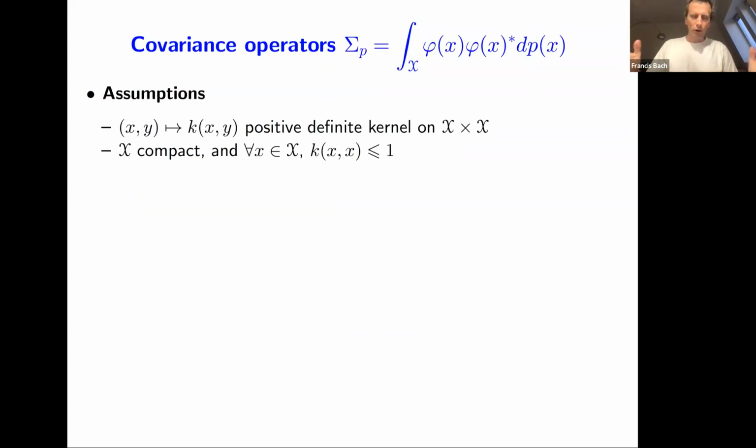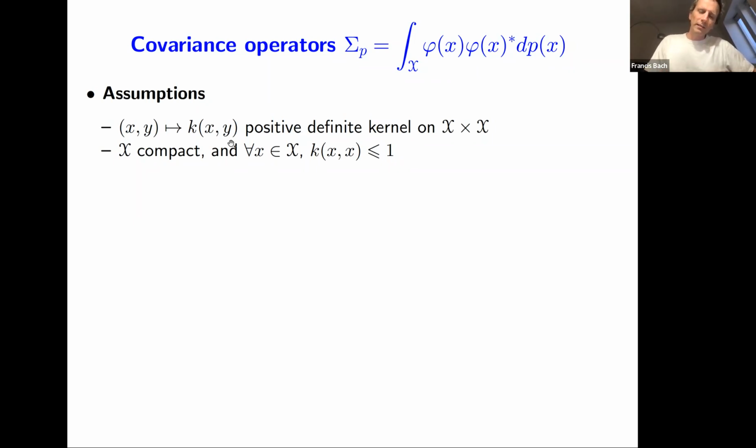So I'm going to consider covariance operators, and again, for simplicity, if you prefer, you can consider that phi of x is finite dimensional, and this is just a covariance matrix, or the non-centered covariance matrix. We'll start with an assumption on the kernel. We're going to assume that we have a positive definite kernel on our input set. And here, x can be anything. I'm often going to take the hypercube, or the Boolean hypercube, as a motivating example, but it can be any set, and I'll come back to that in the conclusion.